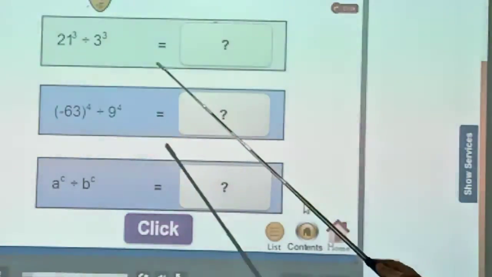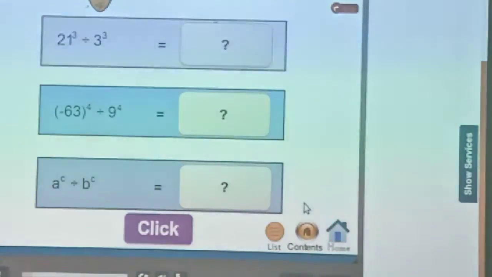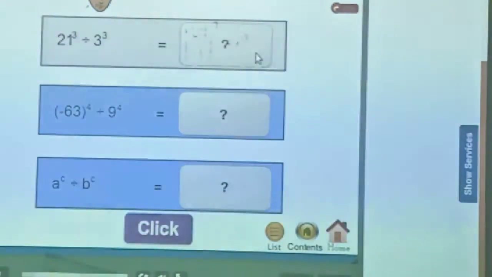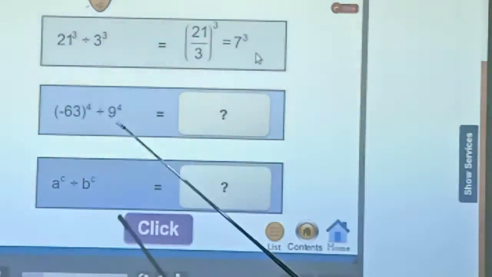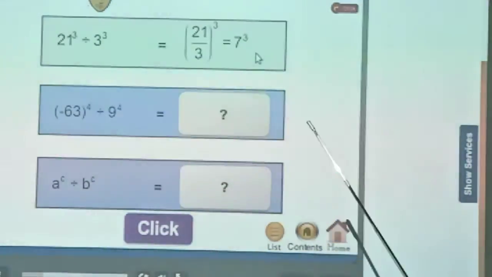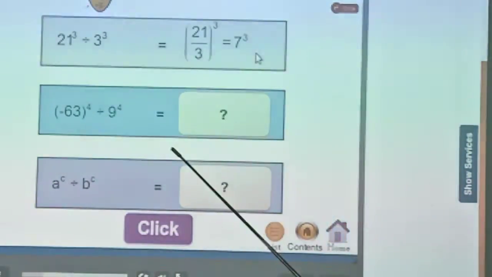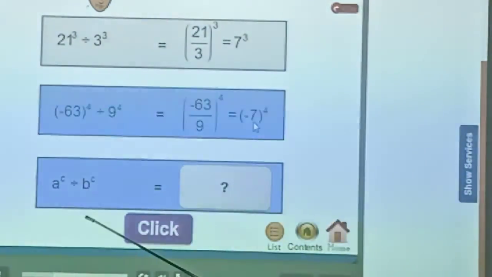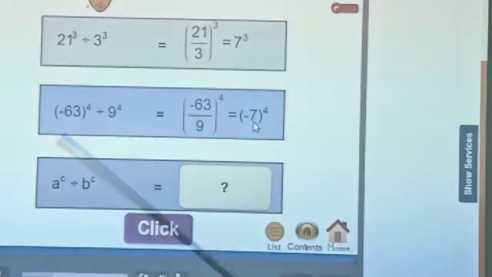Some more questions. Here 21 and 3 will be divided. We get 7 raised to the power 3. Minus 63 divided by 9, 9 sevens are 63. But it is in minus also, so we will have minus 7 raised to the power 4. Power will remain the same. a divided by b raised to the power c. We can write it as a upon b in brackets and then put the power c.